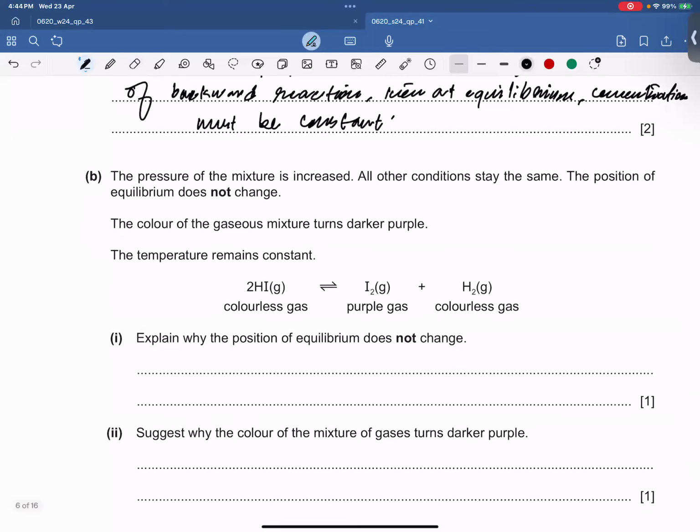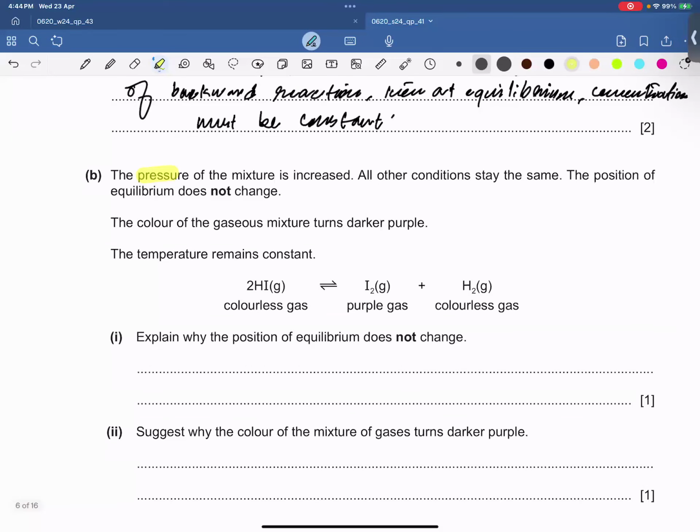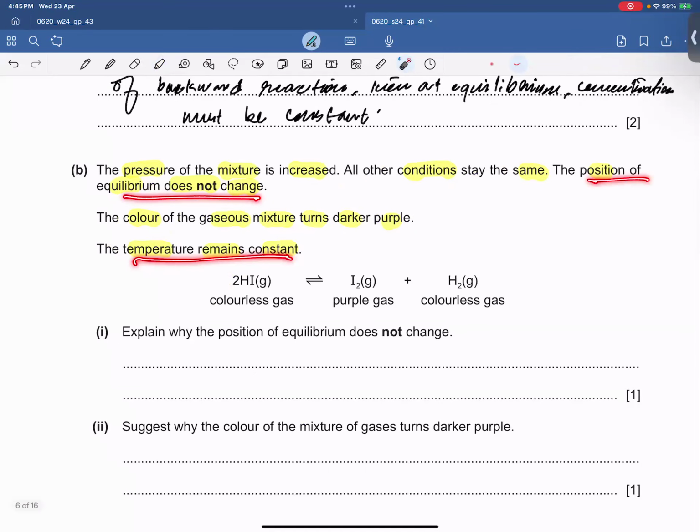Concentration must be constant. The pressure of the mixture is increased. All other conditions stay the same. The position of equilibrium does not change. The color of the gaseous mixture turns darker purple. The temperature remains constant. Since temperature is constant, the position of equilibrium is not changing.